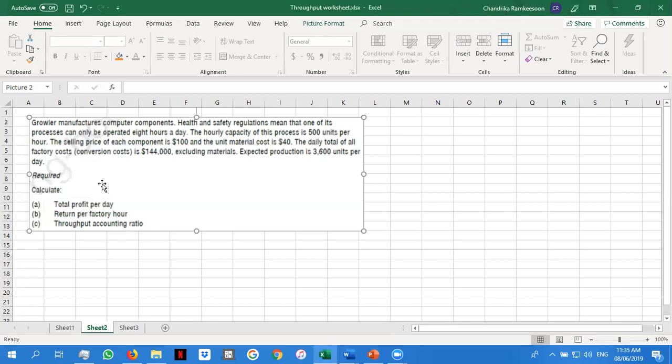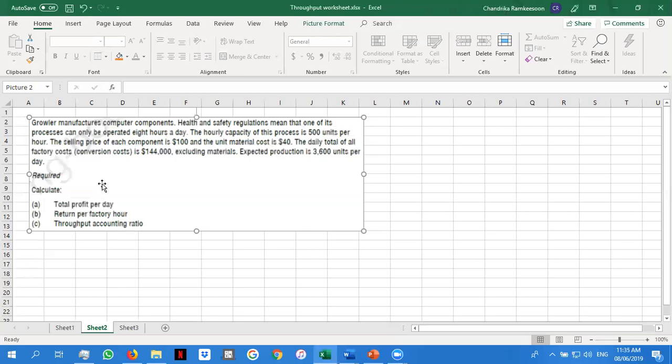The daily total of all factory costs, conversion costs, remember that as you saw in the handout, would be all the operating expenses, which are assumed to be fixed, the labor and the overheads and so forth. The daily total of all factory costs is $144,000, excluding materials.